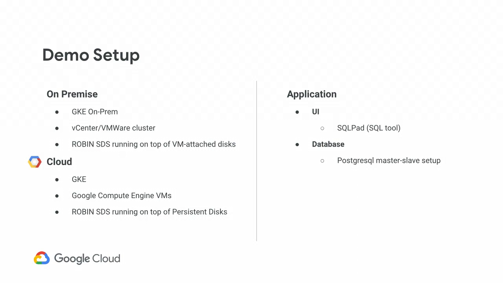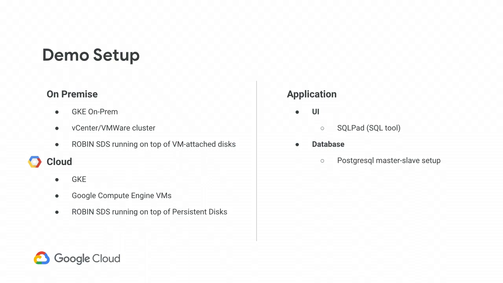The demo setup. We actually have two Kubernetes clusters. One is running on-prem by GKE on-prem. We run it on VMware and use Robin as software-defined storage. In the cloud, we use GKE as the provider of the Kubernetes cluster, and we also use Robin software-defined storage running on top of persistent disks.